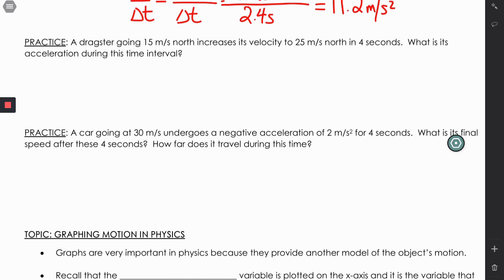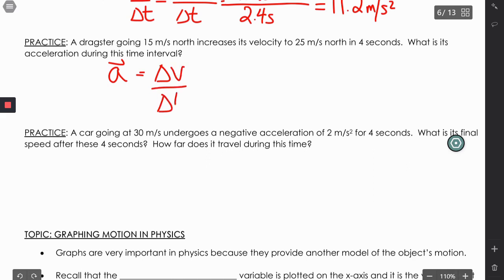The next practice problem here is a dragster going 15 meters per second north increases its velocity to 25 meters per second north in 4 seconds. What is its acceleration during this time? So we're going to use the same formula. The difference between this problem and the previous problem is that in the previous problem, we started at 0, so we started at an initial velocity of 0.